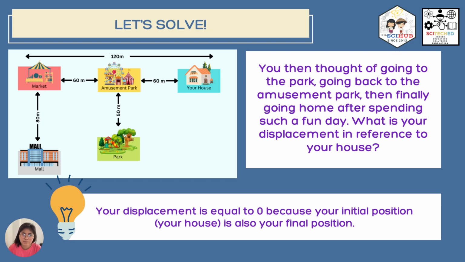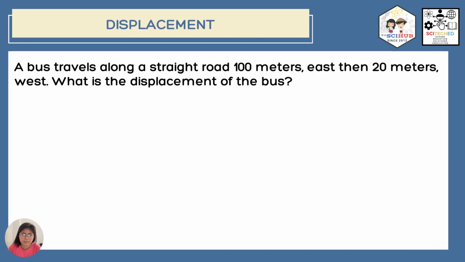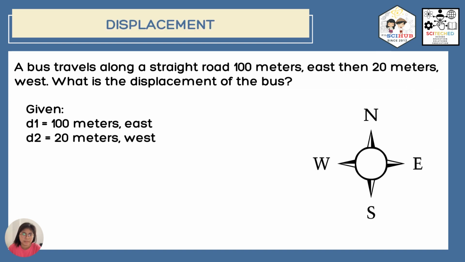Alright? Now let's try this another problem. You can pause the video to solve this. So a bus travels along a straight road 100 meters east, then 20 meters west. So what is the displacement of the bus? So let's look at the given. So we have D1 100 meters east, D2 20 meters west.